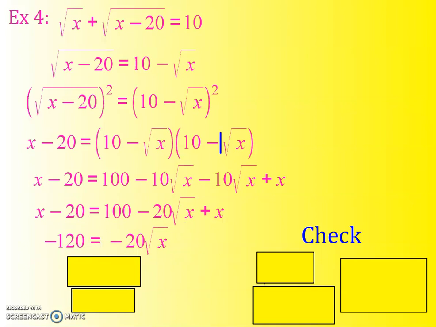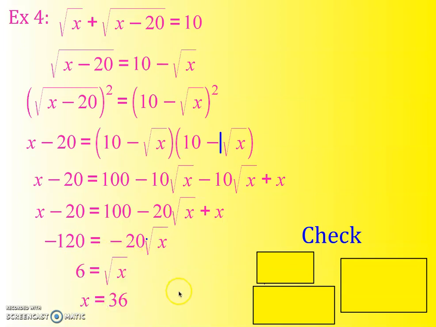At this point, our radical's still not by itself. We actually have a negative 20 times that square root of x. To get rid of multiplication, we divide by negative 20. So we end up with 6 equals square root of x. Got to get rid of the square root. Square both sides. We get x equals 36.